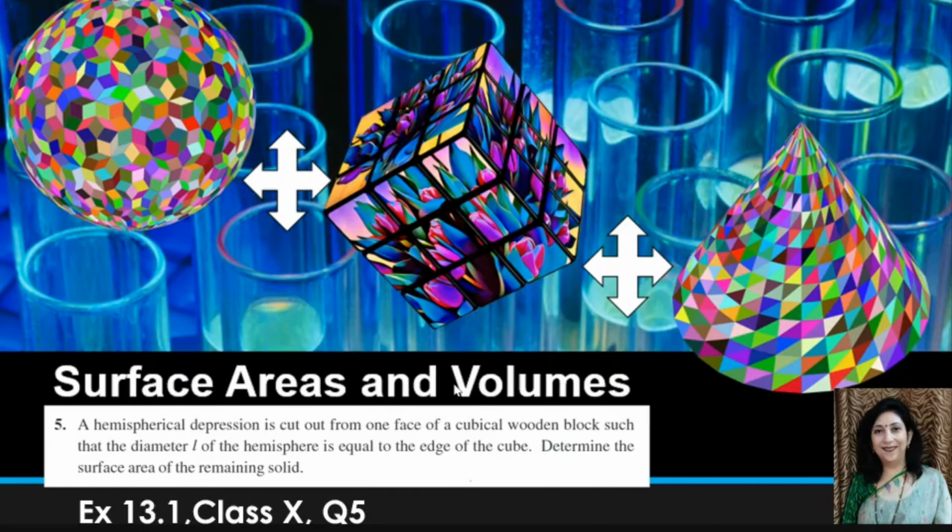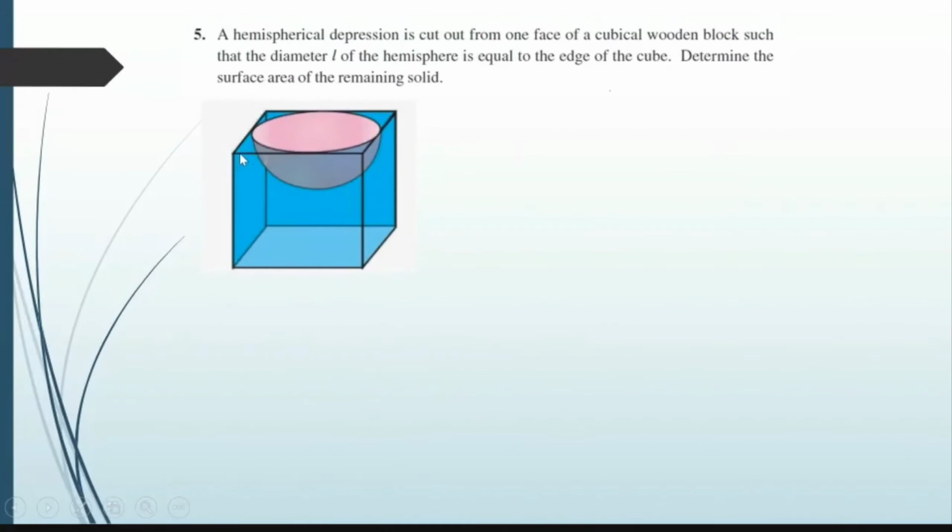Now in the previous question, the hemisphere had been added on the top. But in this question, a hemispherical depression has been made, has been removed from the cubical block. Now, what will be the result of that? Just try to see the figure. Now, see here, from this cubical block, I have made a hemispherical depression with diameter L. If this diameter is L, then it means that the side of the cube will also be equal to L, right?